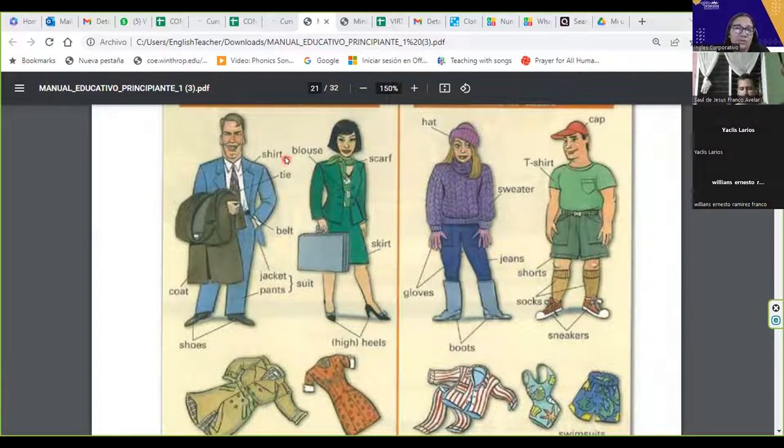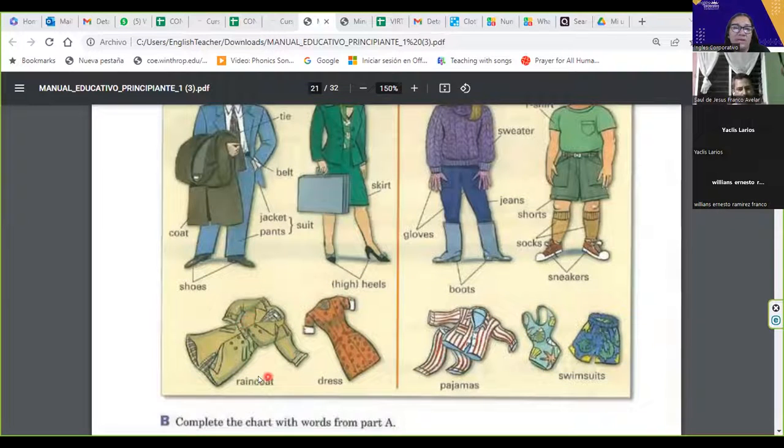For a man, we say shirt, tie, belt, jacket, pants. Pero como son del mismo traje, podríamos decir suit, nada más. Coat, shoes. One more time. Shirt, tie, belt, jacket, pants, suit. Coat, shoes. And for the woman, scarf, blouse, skirt, high heels. And probably a raincoat. Este es el abrigo de lluvia. Este es simplemente abrigo para frío.